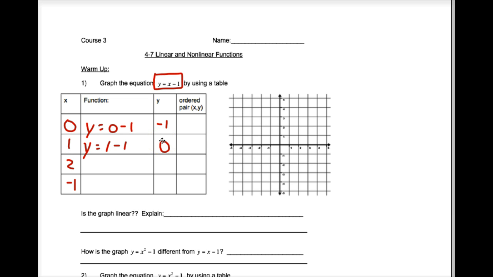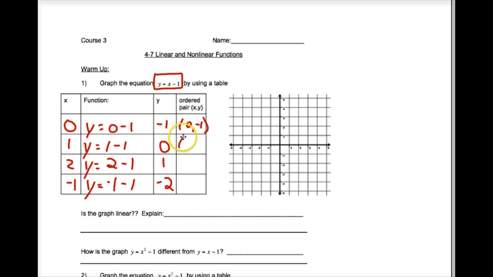0. Y equals 2 minus 1. How much is 2 minus 1, guys? 1. What's negative 1 take away 1? Negative 2. Should we draw a line on it? Draw your line after you graph your points.